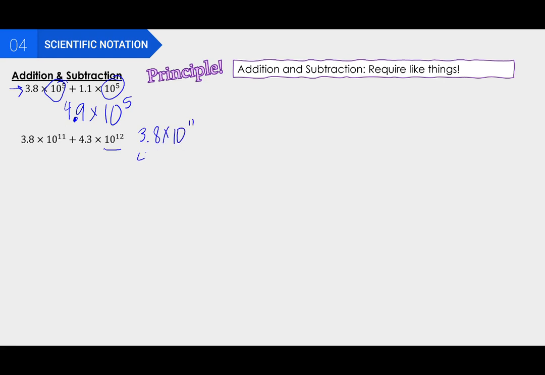What I can do, though, just like with fractions, is make them be like things. This would be really great if either the top one was 10 to the 12th or the bottom one was 10 to the 11th, that would be awesome. But let's say we want to try to make the top one 10 to the 12th.